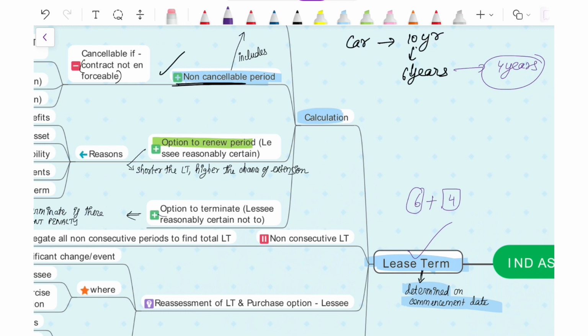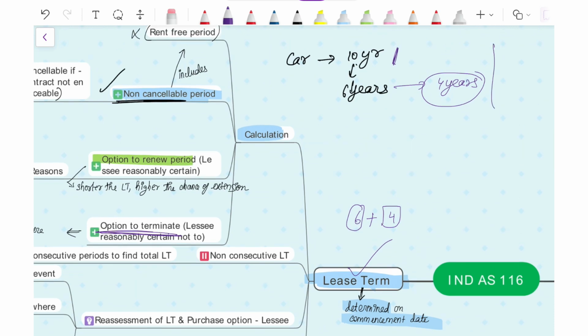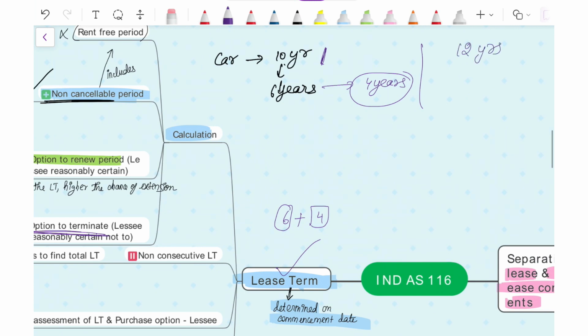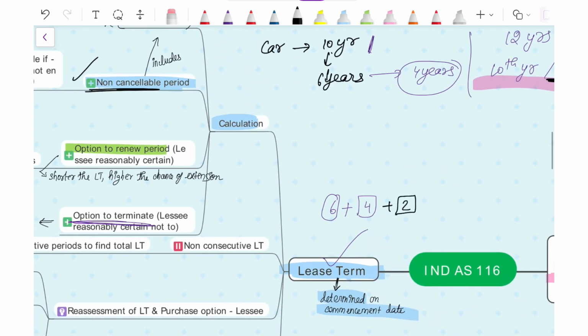And if there is any period where the lessee has an option to terminate, after this 10 years the lessee has an option to terminate the lease. Or suppose, let's take another example where the lessee has a lease term of 12 years, but after the 10th year the lessee has an option that he can terminate the lease and not continue for the next 2 years. But if the lessee is reasonably certain that he will not terminate the contract and continue even after the 10th year, then the next 2 years which were under the termination option, that also you can include, because for that period also, the lessee is not going to terminate and is going to continue with the contract.